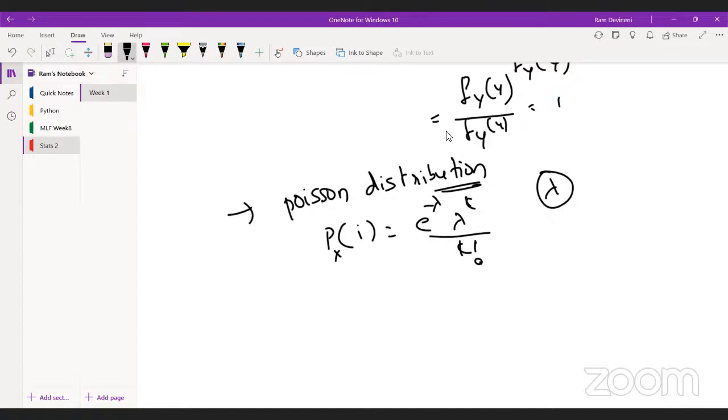Is lambda meaning probability? What is the meaning of lambda, sir? Lambda is a parameter for this particular Poisson distribution. Every Poisson distribution has this parameter lambda, which is unique to that particular Poisson distribution. It doesn't mean probability.